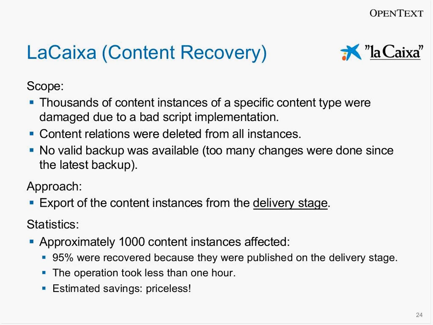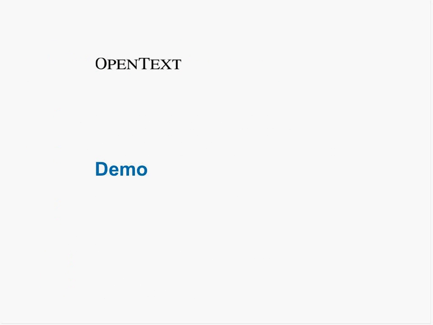The solution was achieved with Motion by exporting the instances out of the delivery stage. Not all content was there, but it was good enough, about 95%. That was over 1,000 content instances. Motion took less than an hour. Most importantly, the outcome was basically priceless. So it was clear.